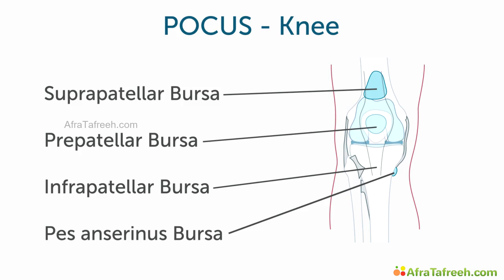For the POCUS examination of the knee, we will focus on the Baker cysts, the suprapatellar bursa, and the prepatellar bursa. So here are some of the bursae of the anterior knee. We will look specifically at the suprapatellar and the prepatellar bursa.